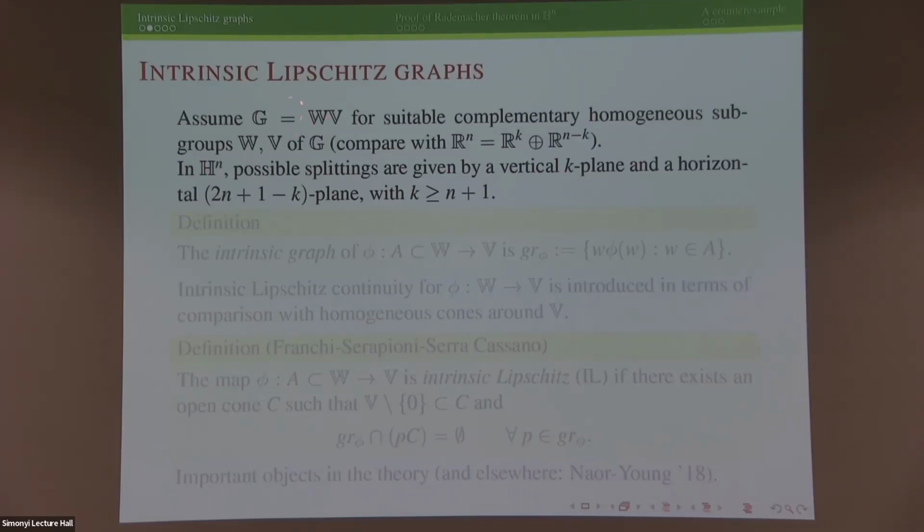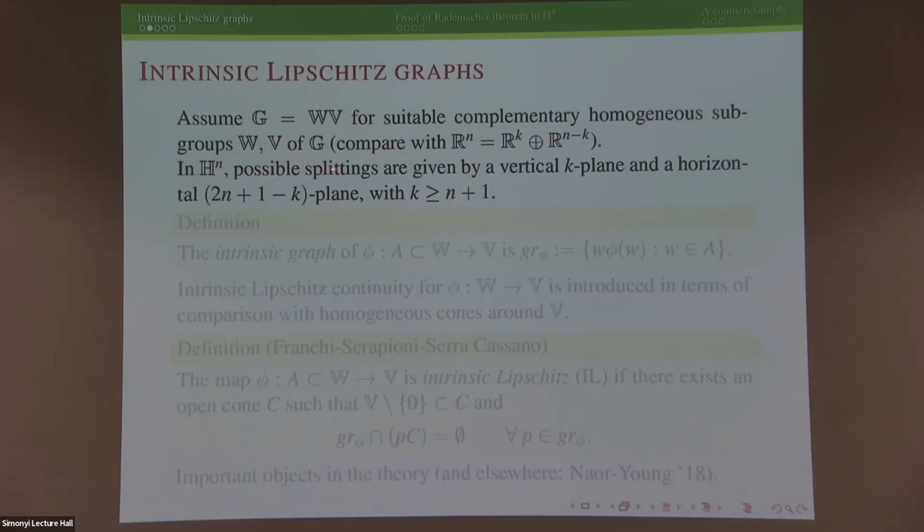So imagine your group G is decomposed as a product of two complementary homogeneous subgroups, W and V. Complementary means that they meet just at the group identity. They generate the group, and they are homogeneous, so invariant under dilations. Of course, the simplest example would be R^n, which can be decomposed as the product of R^k and R^(n-k). Let me also say that I will call this structure a splitting of the group.